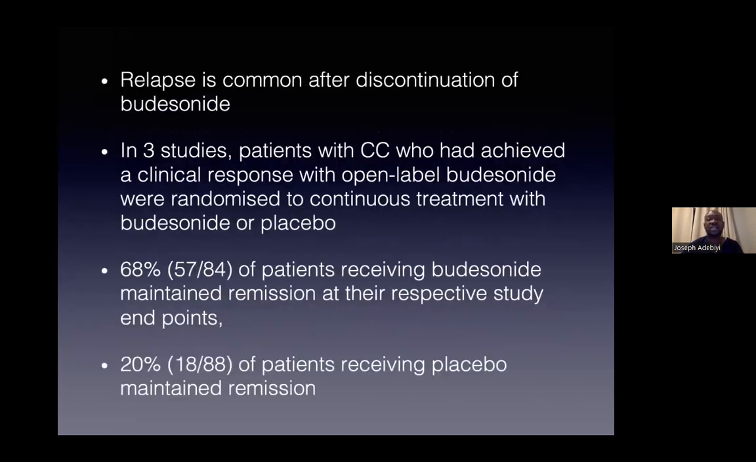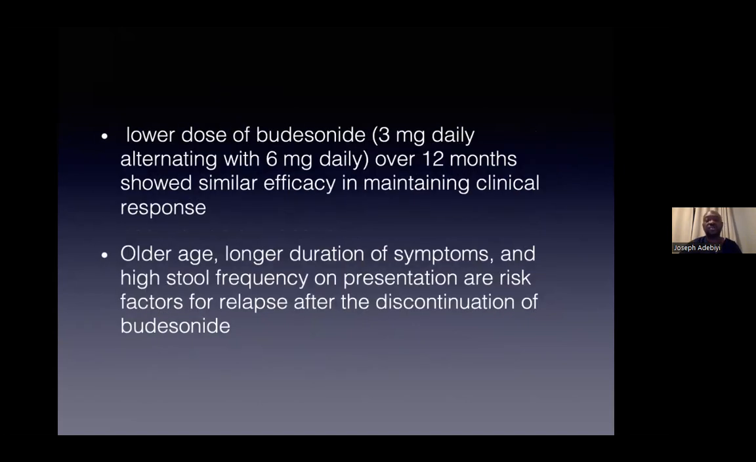So like I said, a relapse is quite common in these patients, and when they relapse, you may then continue with budesonide at maintenance, but at a lower dose, maybe between 3 milligrams to 6 milligrams, and you may even alternate over 12 months. And this has been shown to have similar efficacy.